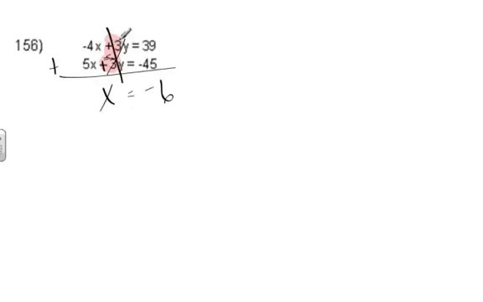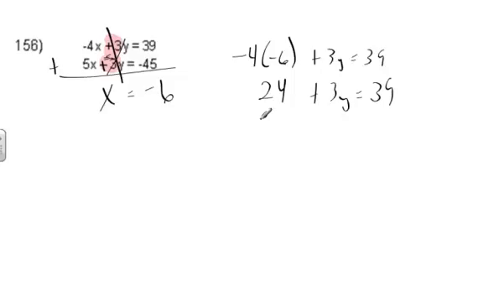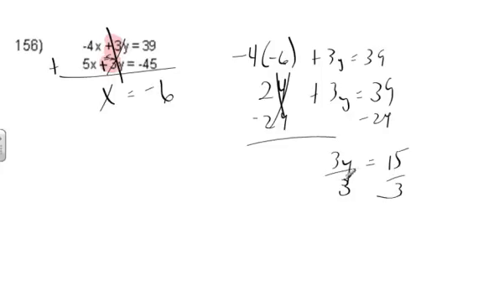Substitute negative 6 in for your x and solve for y. So that's what, 24? Subtract 24 on each side. So 3y equals 15, so y equals 5.